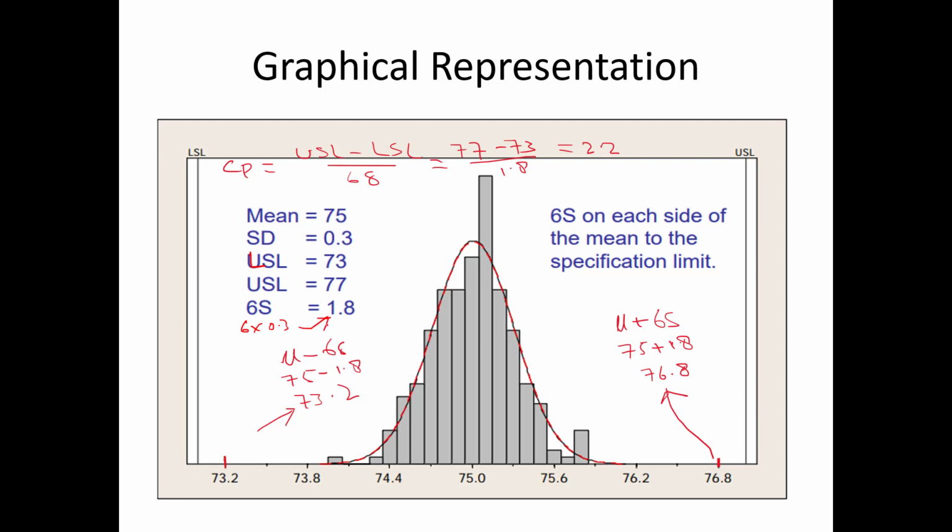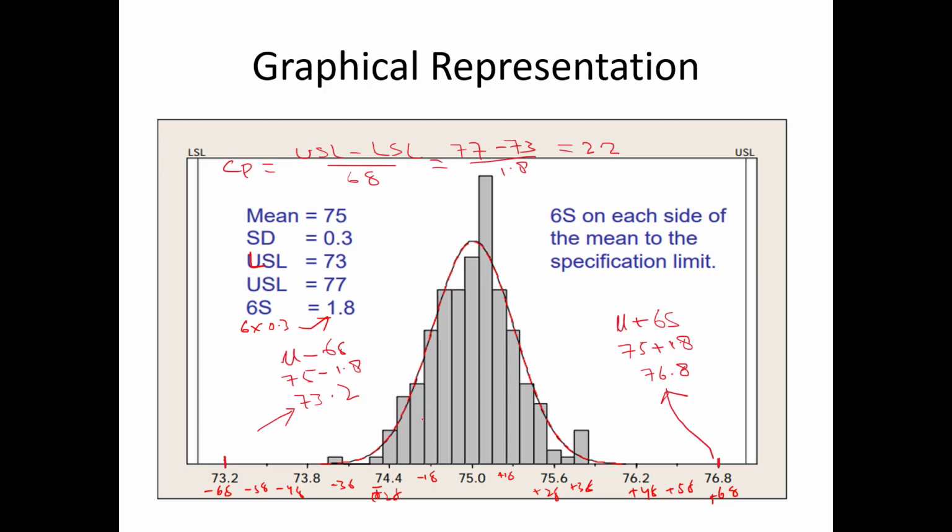So 6 multiplied by 0.3, so 6 standard deviations will be 1.8. When you construct this, as I already mentioned, how much area will be lying between plus 1 sigma, minus 1 sigma, plus 2 sigma, minus 2 sigma, plus 3 sigma, plus 4 sigma, plus 5 sigma, and this will be plus 6 sigma. Similarly, this will be minus 3 sigma, minus 4 sigma, minus 5 sigma, and this will be minus 6 sigma.